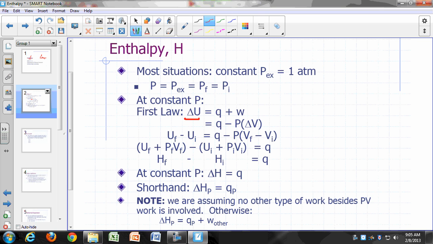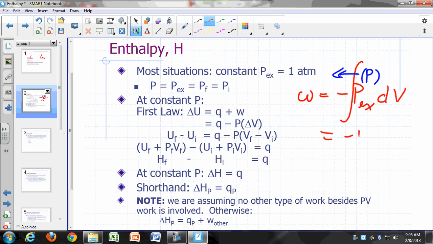Well, delta U, according to the first law, is Q plus W, right? And Q and W at constant pressure would be what? What's the generic definition for W? It's the integral of negative P external dV, right? But if your external pressure is constant and equal to the pressure P, you can pull that out of your integral, correct? So this is just negative P. And what's the integral of dV from V initial to V final? V final minus V initial, which is just delta V, right? So there's your work right there, negative P delta V.